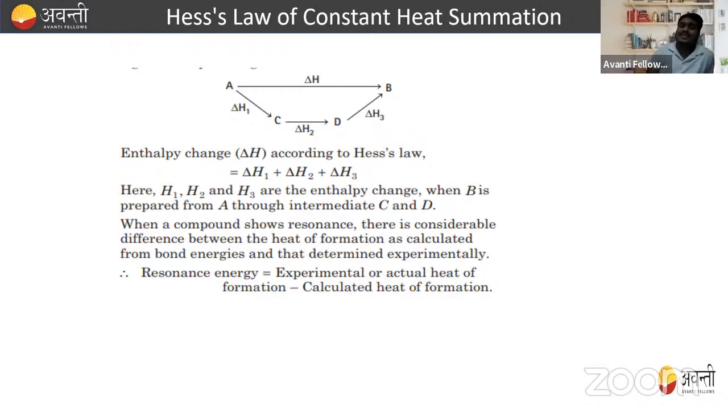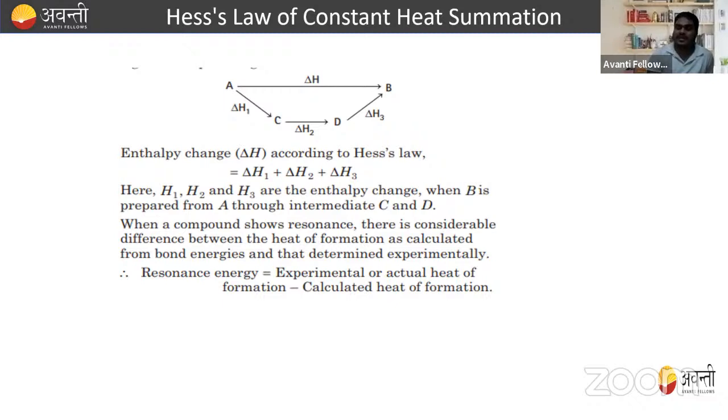It means the enthalpy change delta H according to Hess's law is equal to this: delta H1 plus 2 plus 3, right? Here H1, H2 are mainly the enthalpy change when B is prepared from A through intermediates C and D. When a compound shows resonance, there is a considerable difference between the heat of formation as calculated from bond energy and that determined experimentally.